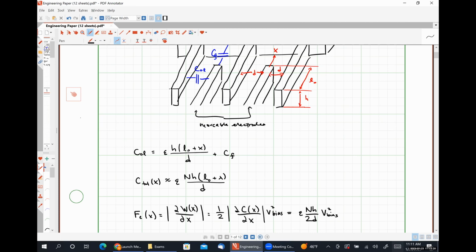Now, the principal difference between the expression that we derived on Friday for gap-tuned devices and our expression today is that we don't have a dependency on X. So our electrostatic force does not depend on our plate position.